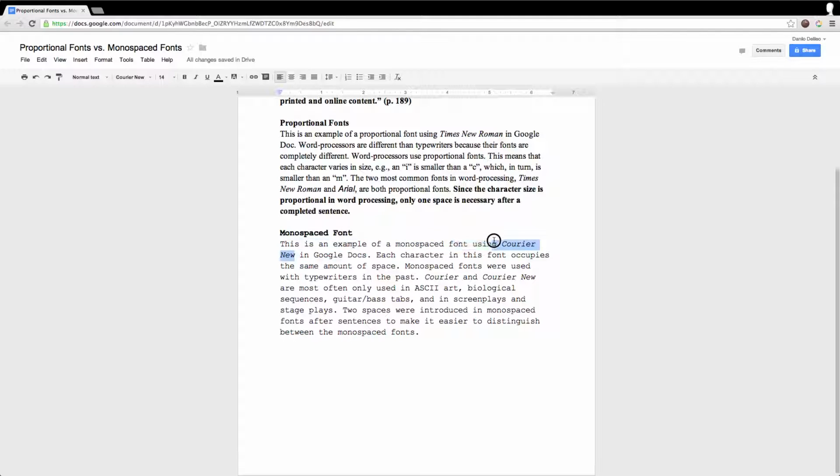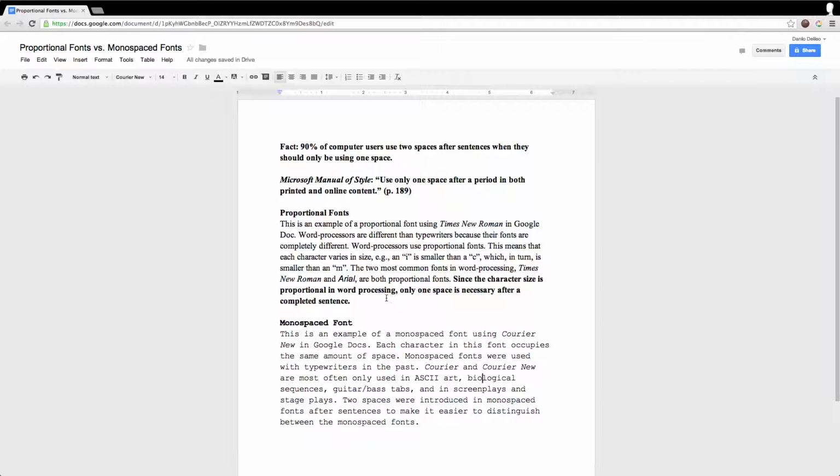There's one font that uses monospace, and that is Courier New in Google Docs. It's a specialized kind of font that you use for biological sequences, tabs, screenplays, and stage plays. But for all other purposes, and I guess the majority of us would work with this, we use proportional fonts. We are basically typing into a word processor. So all we need is one space after a period or a sentence in both printed and online content.